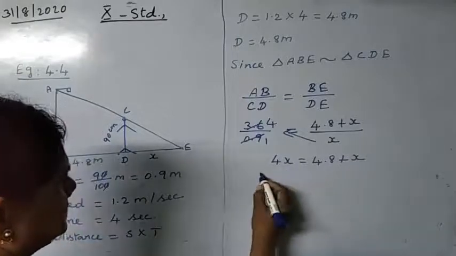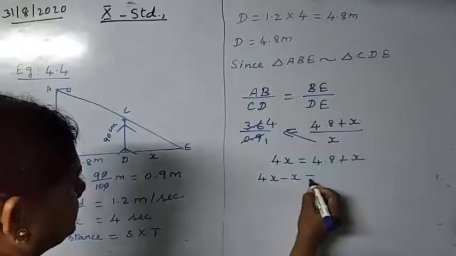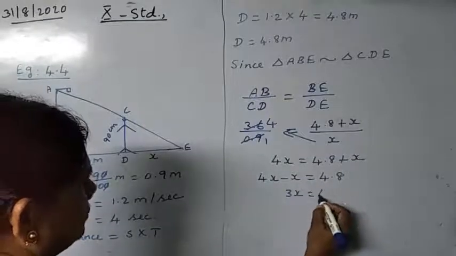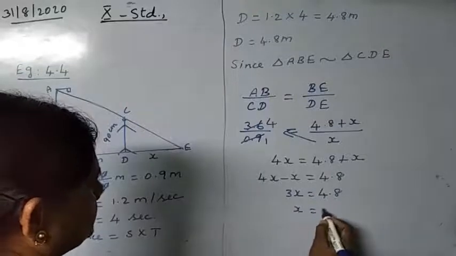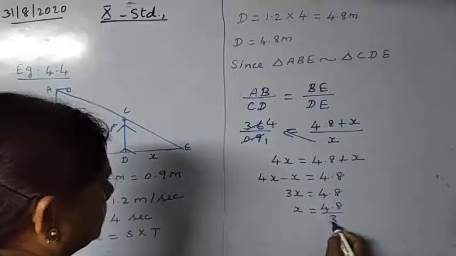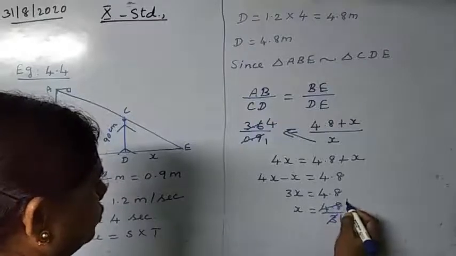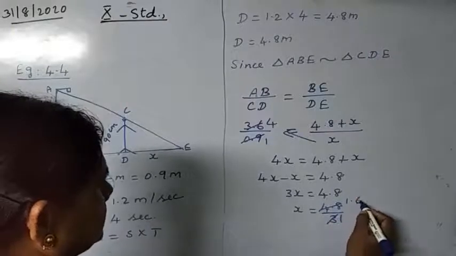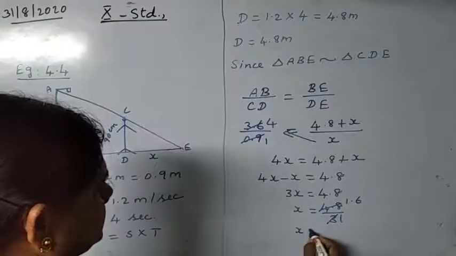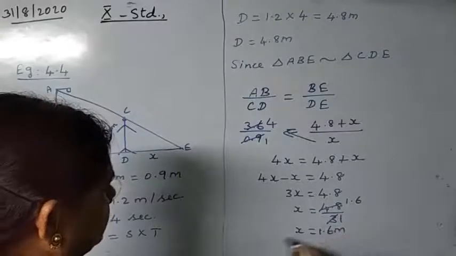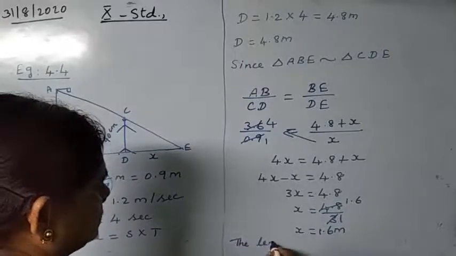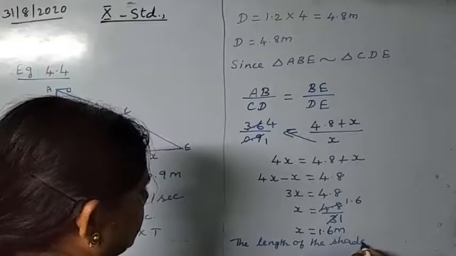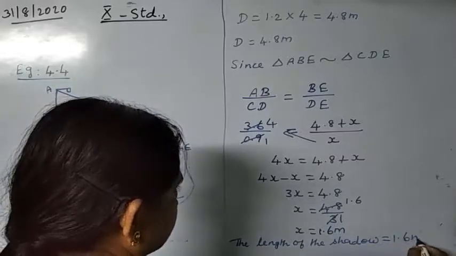Now bring this x this side. So 4x minus x is equal to 4.8. 4x minus x is 3x is equal to 4.8. So x is equal to 4.8 by 3. 3 table cancel, 1 time. 1 3 is 3. Balance 1. Put the point. 1 8 is 18. 6 3s are 18. So x is equal to 1.6 meter. So the answer is the length of the shadow. The length of the shadow of the boy is equal to 1.6 meter.